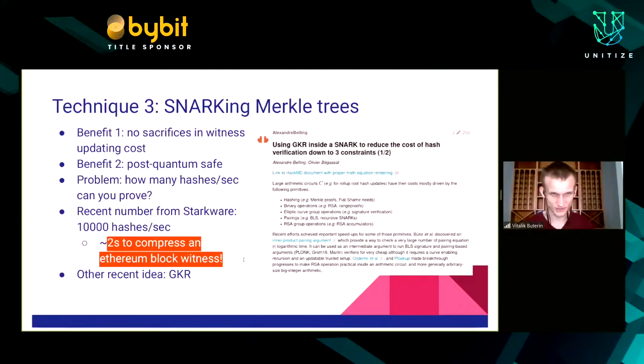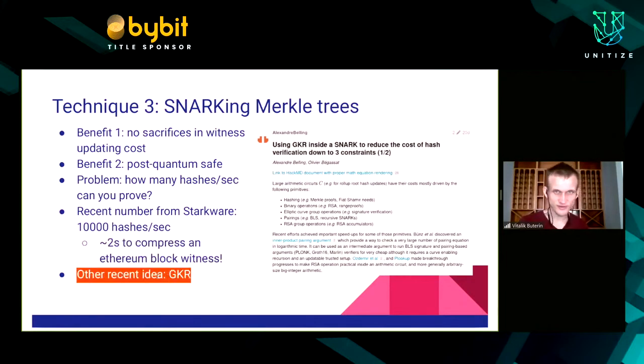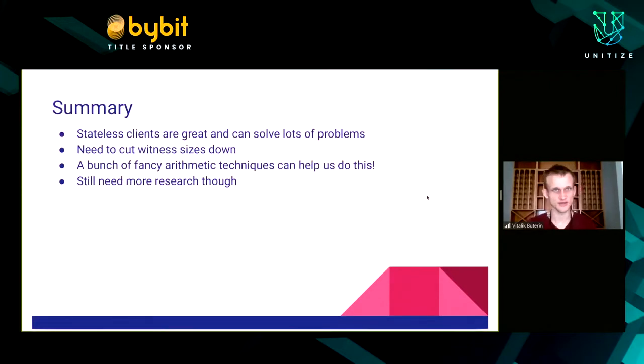So very well within the range of consumer hardware. 2 seconds to generate a proof. So seemingly an ability, right? And also there is this other recent idea that some researchers have proposed around using this protocol called GKR, which basically tries to reduce the cost of hash verification down to 3 constraints per hash plus a bunch of field operations. So very, very cheap hash calculations.